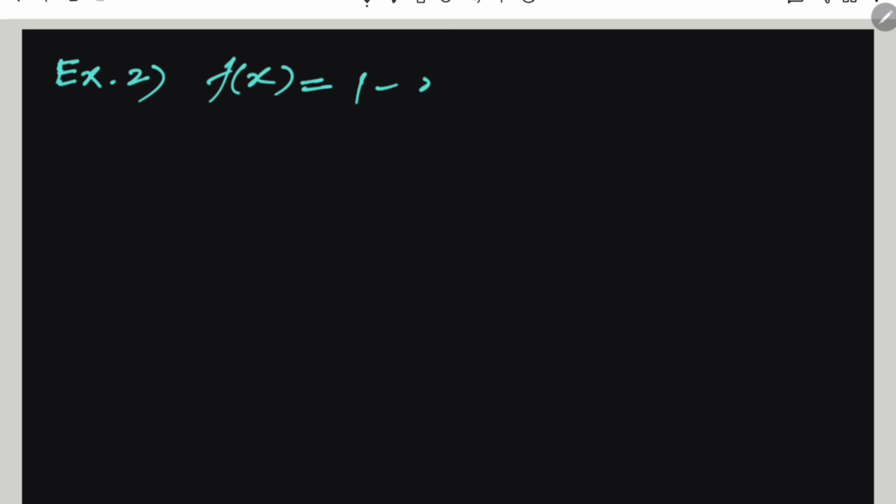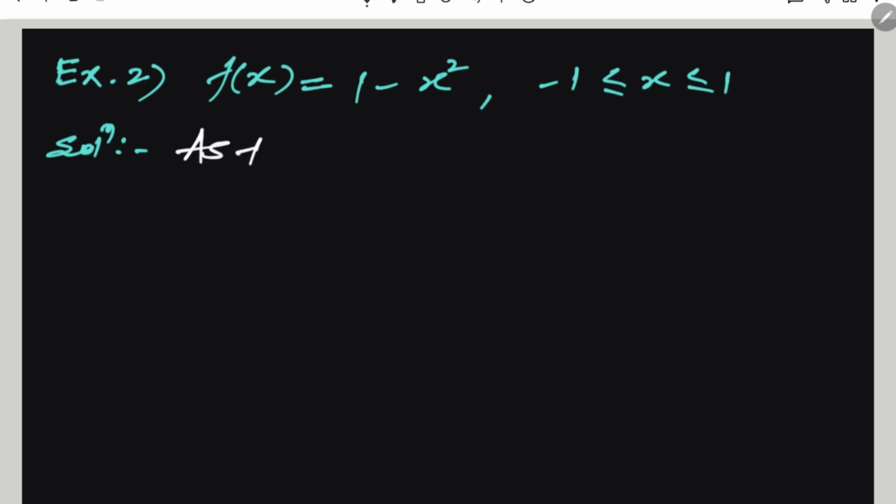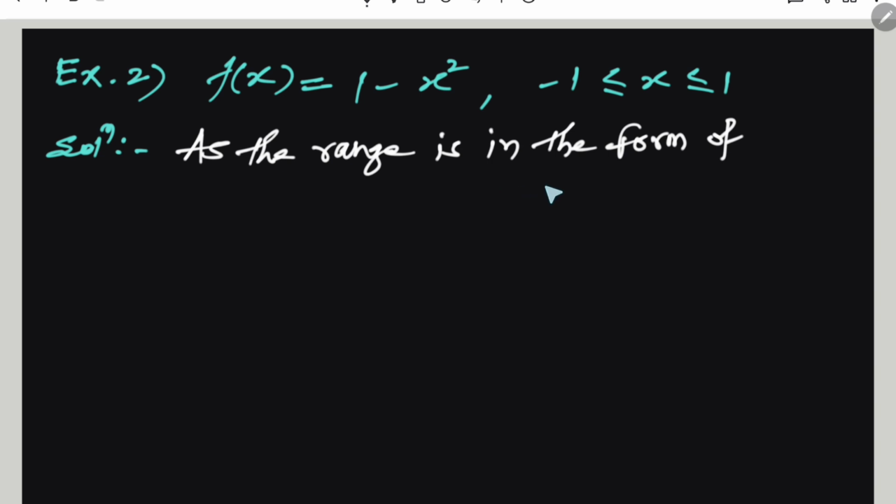Second example, f of x is equal to 1 minus x square in the interval minus 1 less than or equal to x less than or equal to 1. As the interval is minus L to L, we can check the function for either even or odd. For that, we have to replace x by minus x in the given function so that we get f of minus x as 1 minus minus of x whole square.